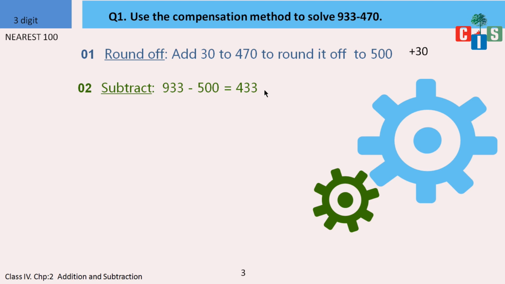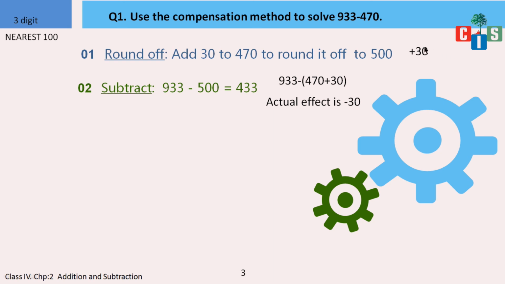Now have a look. What you are doing is you are subtracting 470 plus 30. That is, you are subtracting 30 more, no? The actual effect is you are subtracting 30 more. Because you had to subtract 470, but what did you do? You subtracted 500. So 30 more you are doing. So your action is -30. So reverse that action. That is, add 30.